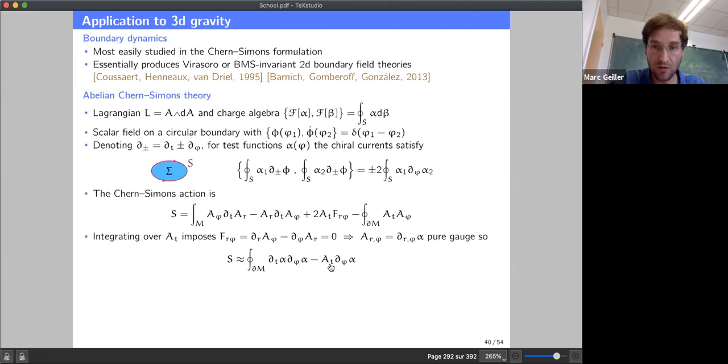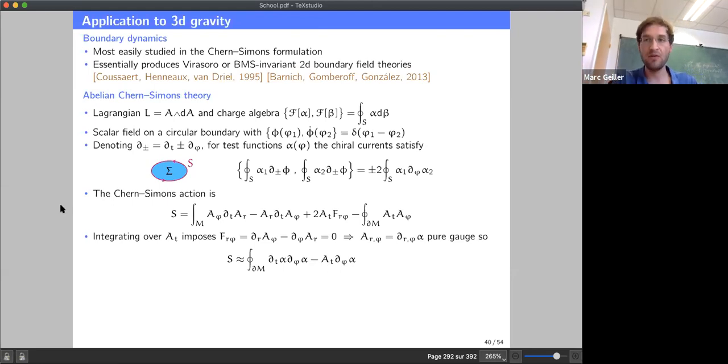So you see that on the boundary, this minus A_t A_phi, which is here, has become this minus A_t d_phi alpha, because A_phi is a flat gauge field, so it's of the form d_phi alpha. And the bulk here above has produced this boundary term here, d_t alpha d_phi alpha. So now what is important is to actually notice that, or to discuss what we should do with this time component, which is on the boundary now.